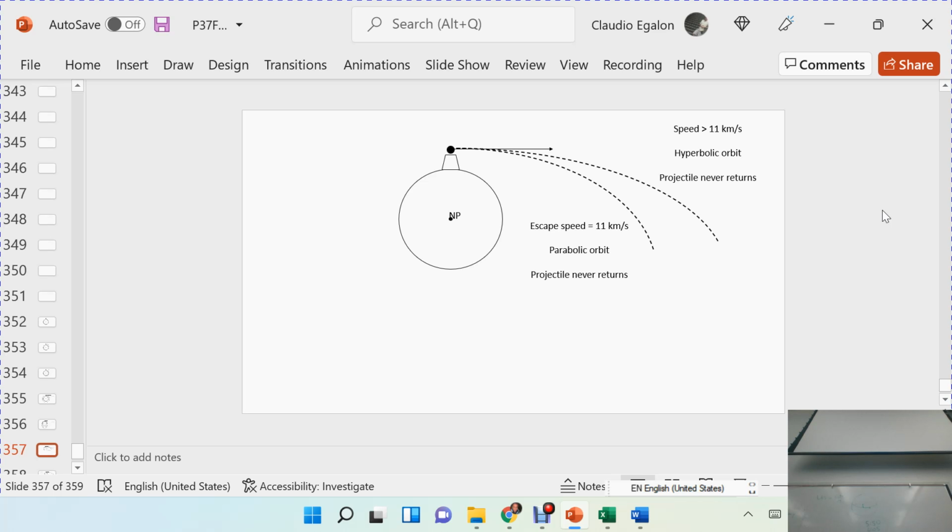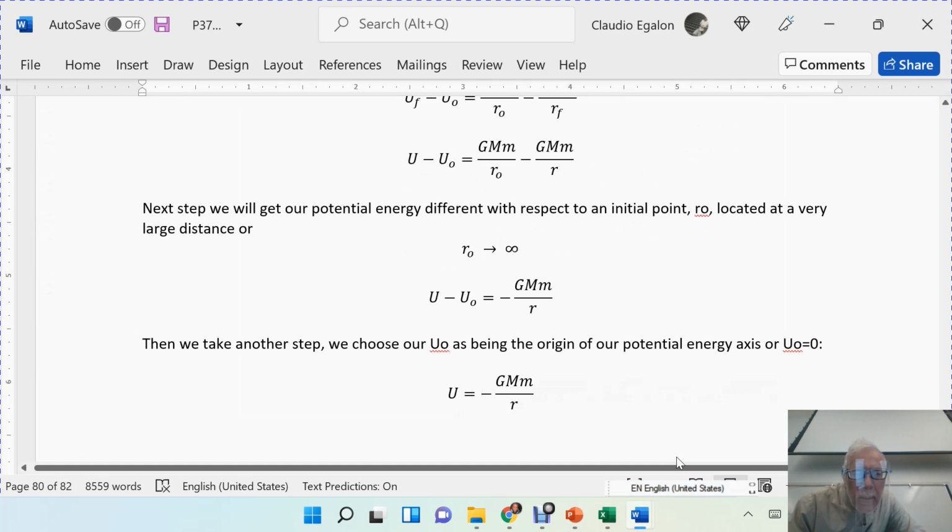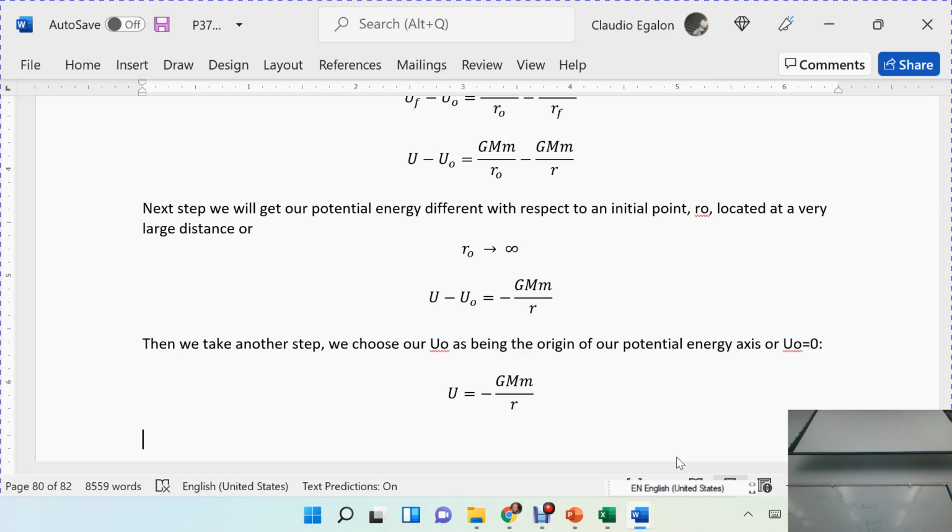Let me double check. Yeah. Big G, big M, small m over R. The small m cancels. v naught squared is 2 big G, big M over big R. You take the square root of this term. So we have the square root of 2 big G M, for the mass of the Earth and the radius of the Earth. We get approximately 11 kilometers per second. Okay, that's how you get this result.